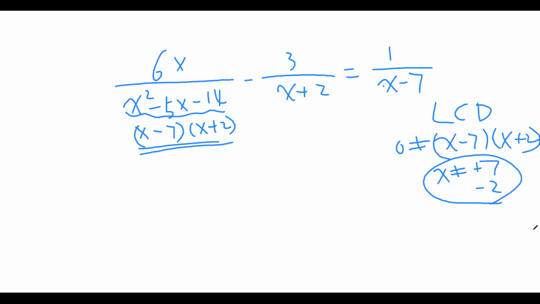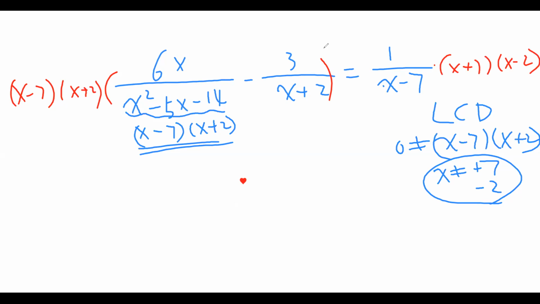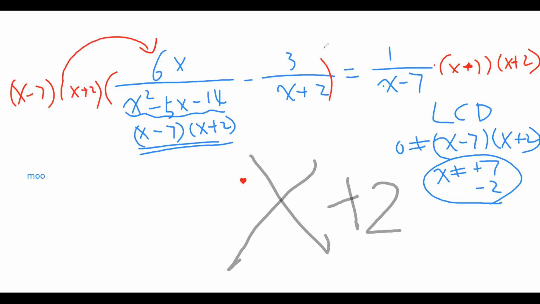All right, so both parts are multiplied by the least common denominator, x minus 7, x plus 2. You do the same here with x plus 7, x minus 2. Sorry, here it's x minus 7, x plus 2. So after distributing inside, both of these are distributed inside here.